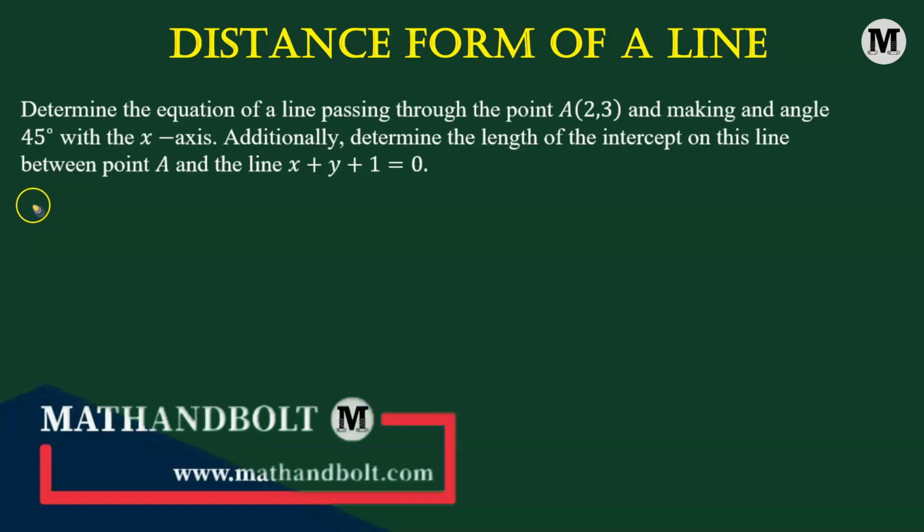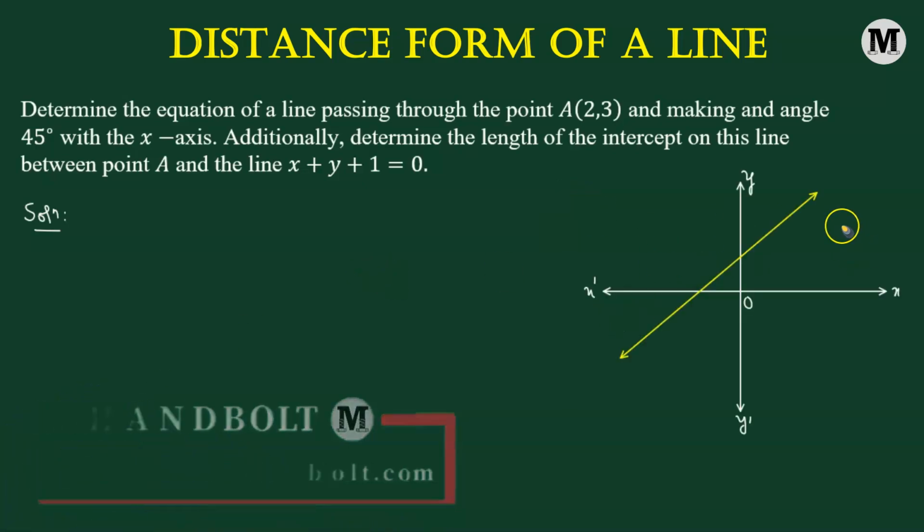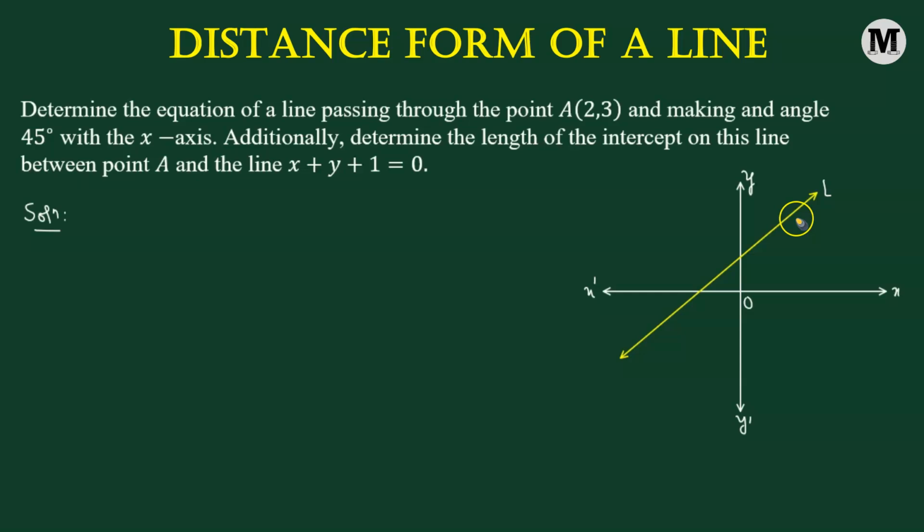Let us begin. So first, let's try to understand the problem graphically. For this, we'll be considering the xy coordinate plane. So here we have a line L. Let's suppose that this line passes through the point A having coordinates (2, 3), and also it is making an angle of 45 degrees with the x-axis. We need to determine the equation of this line.